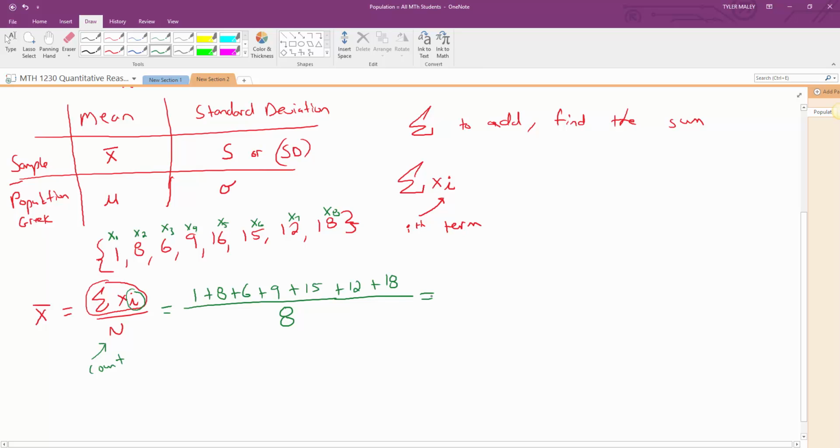Right, so you can grab your calculator and do a quick calculation. Right, so I'm getting 69 for the sum, right? So we'd have 69 in the numerator divided by 8. So if we take 69 divided by 8, I get a mean of 8.625.